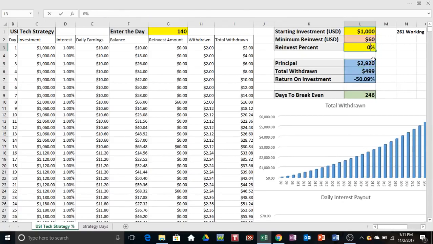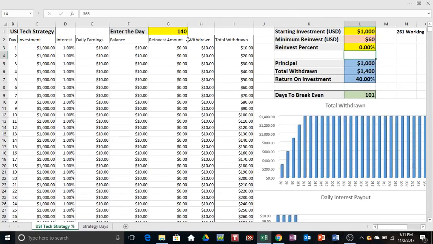So let's start with the basic numbers here. The basic package is 140 days. And if we start with $1,000, the minimum reinvestment is $60, and we are not reinvesting at all. We are just withdrawing our money every day, which, by the way, I do suggest starting that way. I suggest starting by pulling out your money every day.